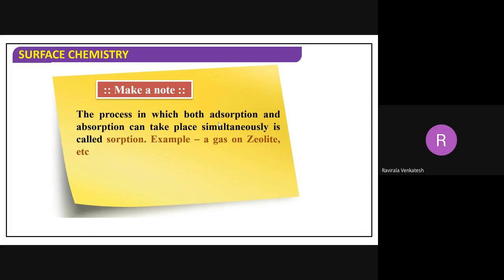The process in which both adsorption and absorption take place simultaneously is called what? Sorption. Both are taking place simultaneously, then that process is called sorption. Example, a gas on zeolite. If you take any gas over zeolite, sorption will take place; both adsorption and absorption are taking place.